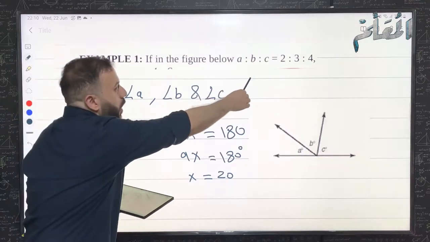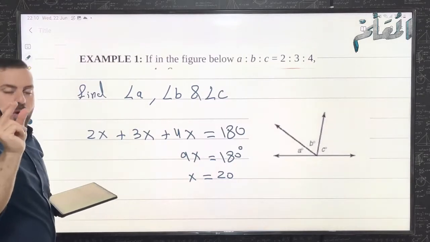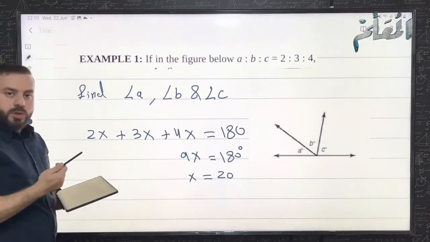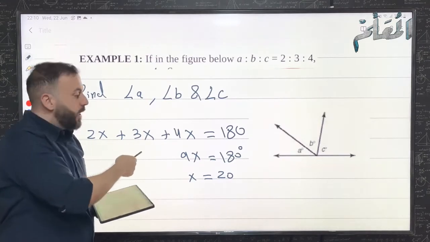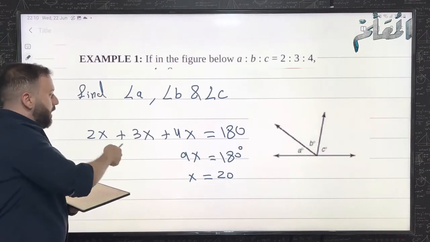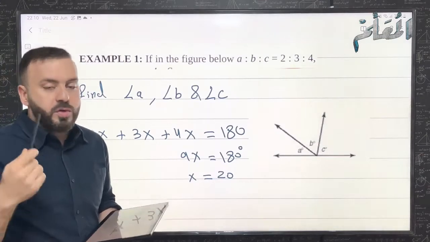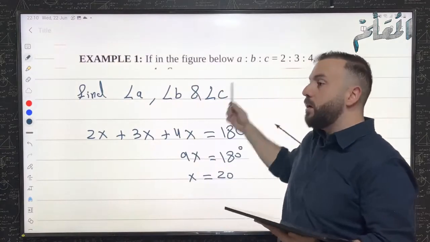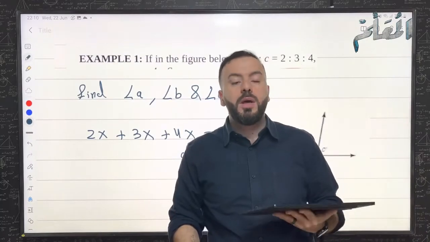The ratio of A to B to C is 2 to 3 to 4, which means the part which belongs to A is 2x, and I already got x, which is 20. So 2 times 20 is 40. The part which belongs to B is 3x, 3 times 20, 60. And C, 4 times 20, 80. Check this: 80 plus 60 plus 40, the total is equal to 180. Before solving questions like this, always try to build up the information, starting from the ratio, algebra, solving equations, then you can solve geometric problems.